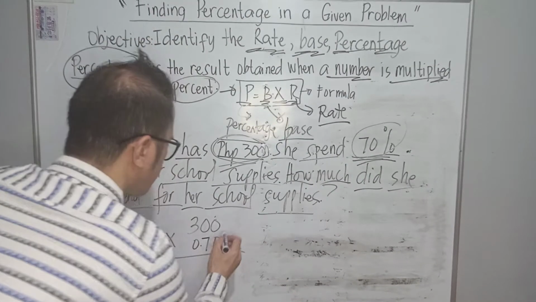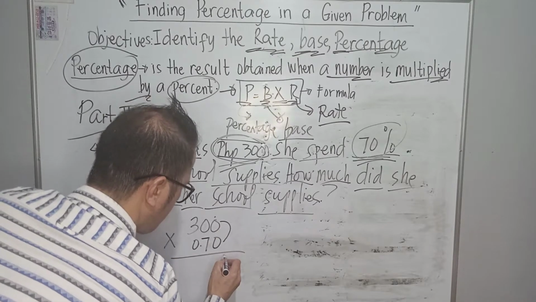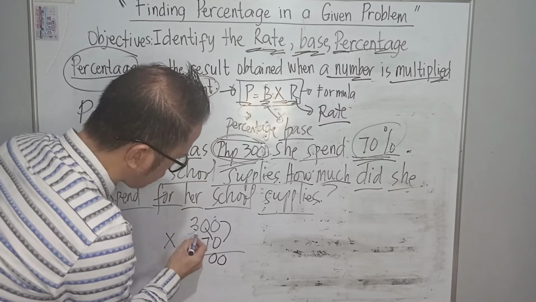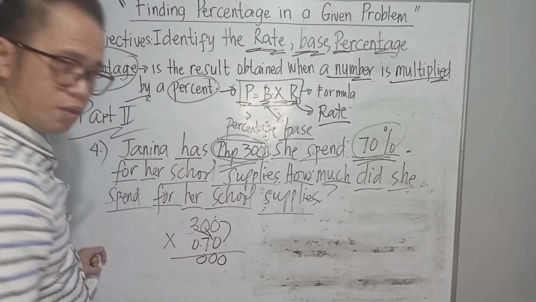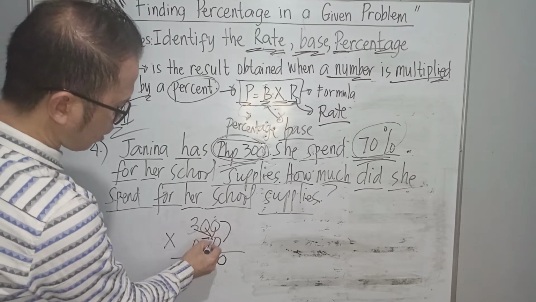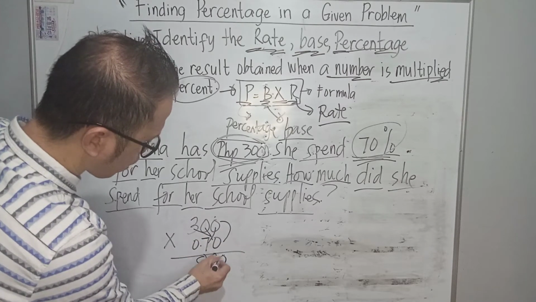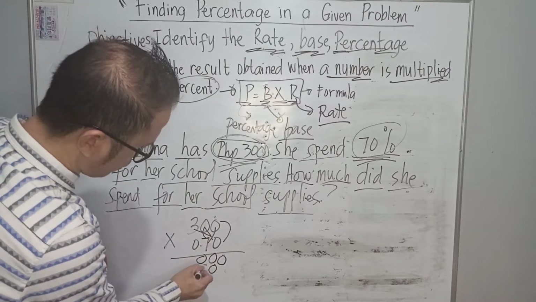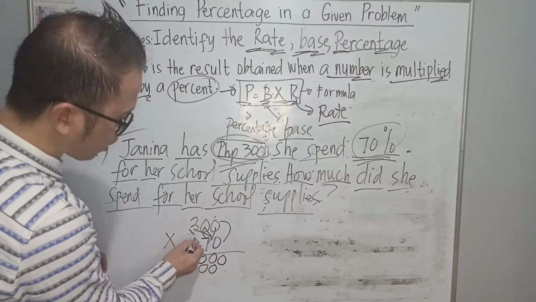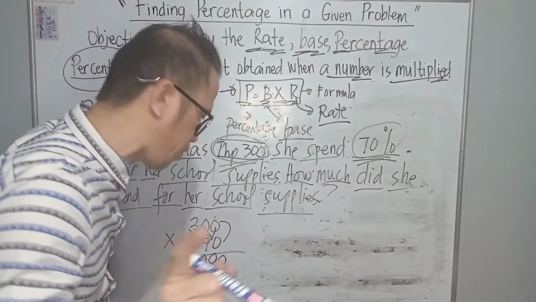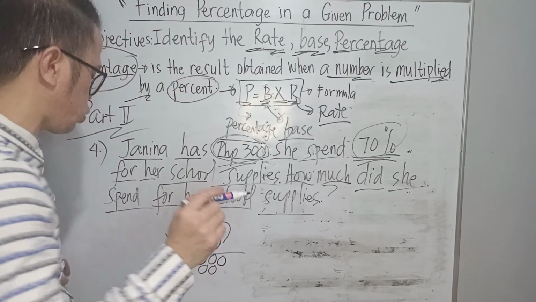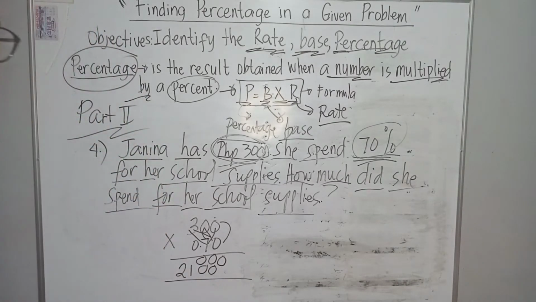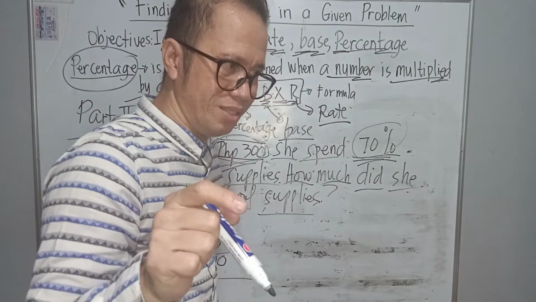Let's start multiplying. 0 times 0 is 0. 3 times 0 is 0. Next, the second part, 0 times 7. We align it first, counting 1, 2. 0 times 7 is 0. And then the last part, 3 times 7, so our answer is 21. Now, what is next? We are going to add, sum up.